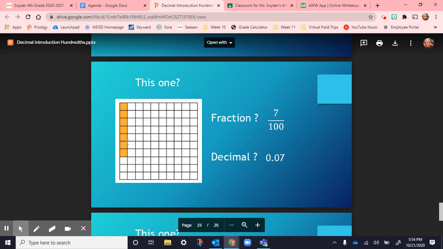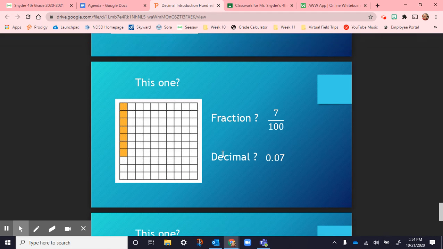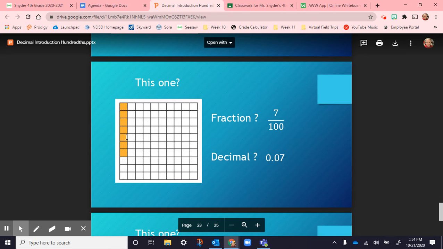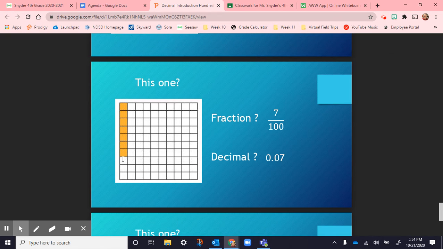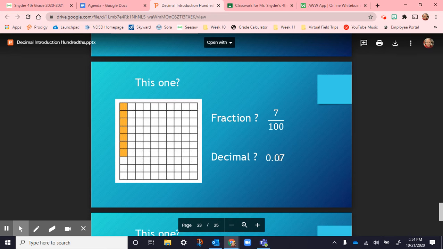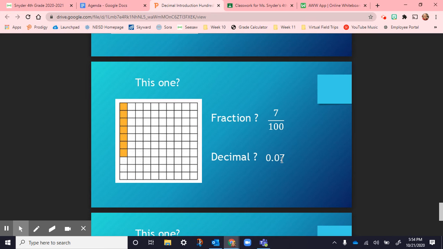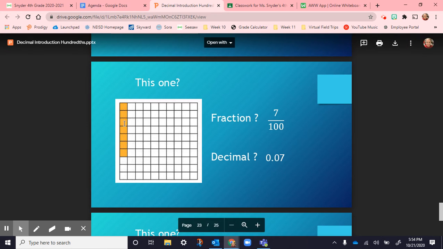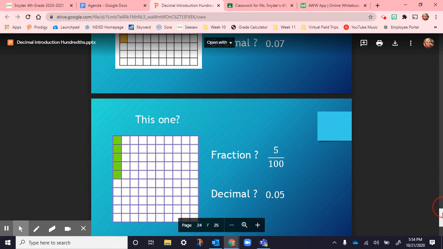And here we've got 7 hundredths. Now here, look at the 0 in the tenths place. There's none of them that go all the way straight down, so we don't have any tenths. That's why the 0 is in the tenths place. And this 7 comes from the parts here out of 100.